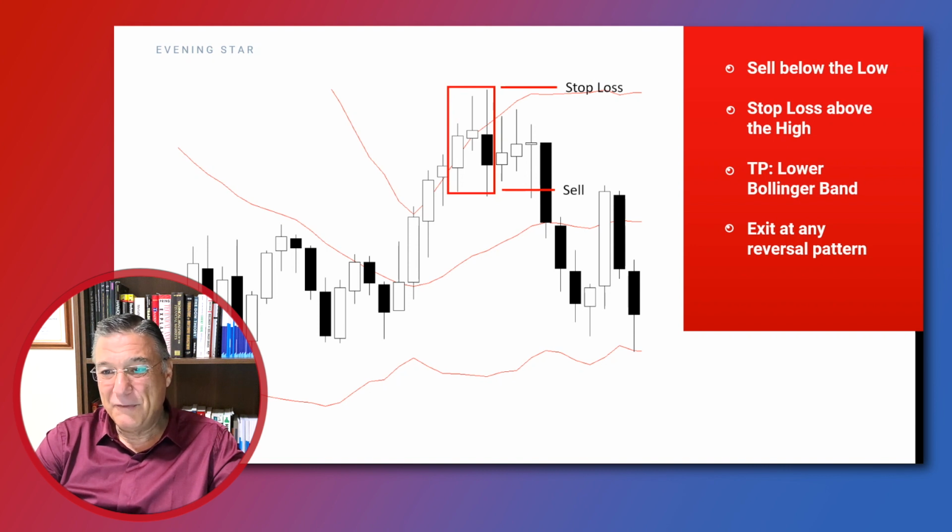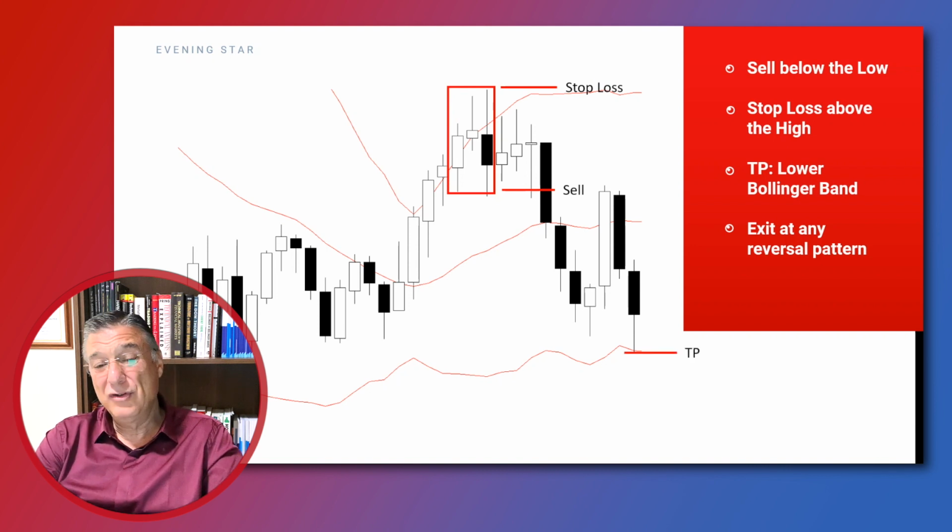Now, take profit. Well, we're going to use the Bollinger concept here, and we're going to close the whole trade when the price hits the lower Bollinger band.